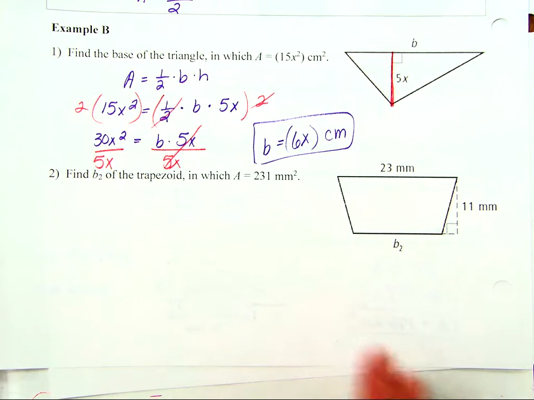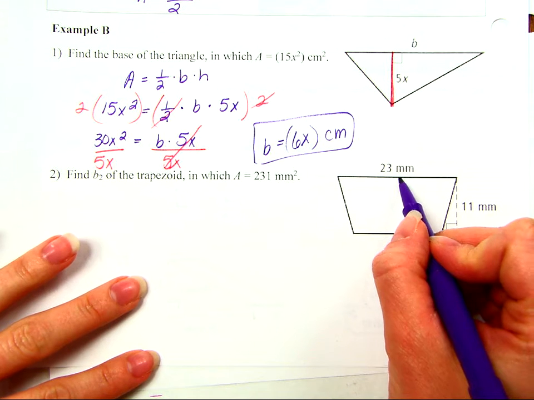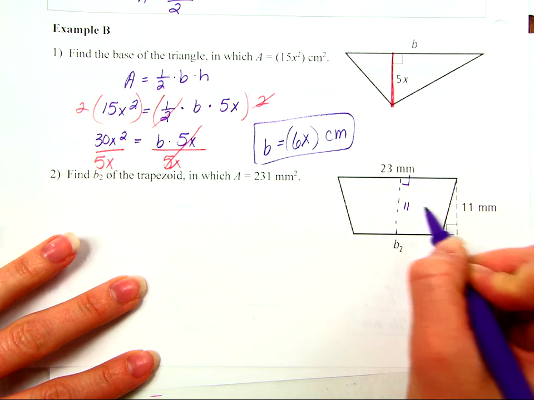Question 2. It asks me to find base 2 of the trapezoid in which my area is 231 square millimeters. Here you'll notice they give me my height or my altitude of my trapezoid outside the figure, but it's a dotted line. That's not actually a segment of the figure. It's just showing. That could have also been given right down the middle. If this is 11, this is 11.